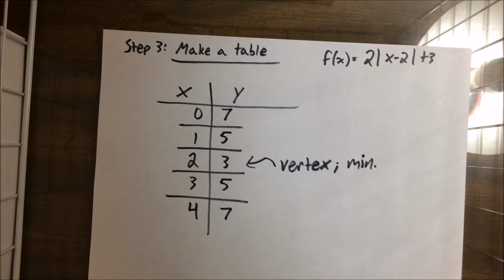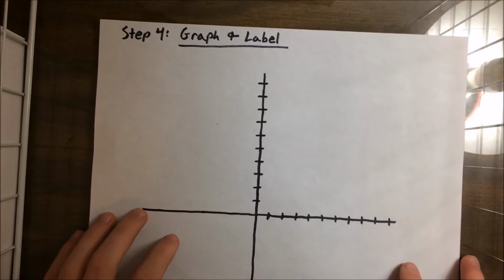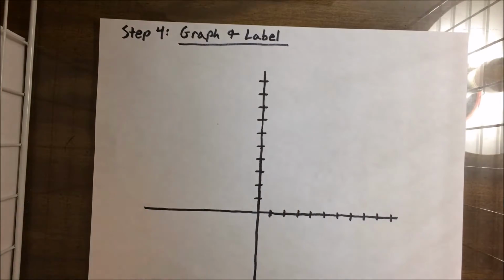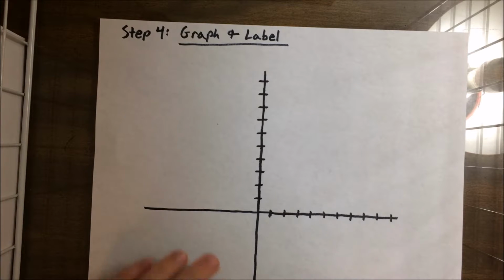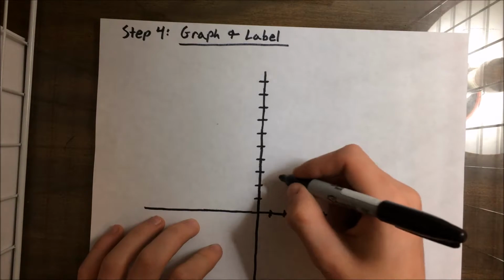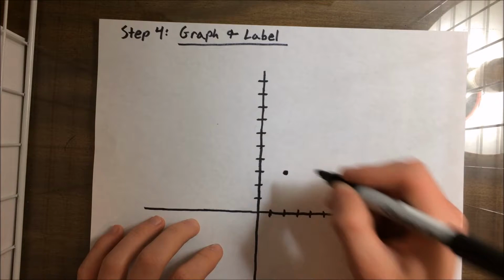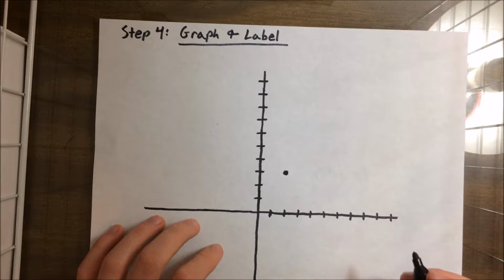Okay, so let's move on to step 4, which is to graph and label. In this part, I have the graph pre-drawn, so we just need to plot a few points. So let's plot the vertex, which is (2, 3). So this is the vertex. And then let's plot the other points.